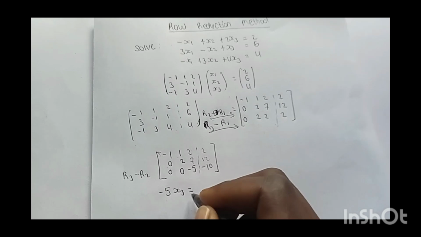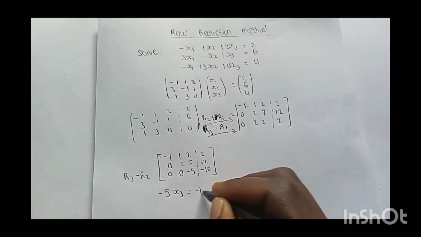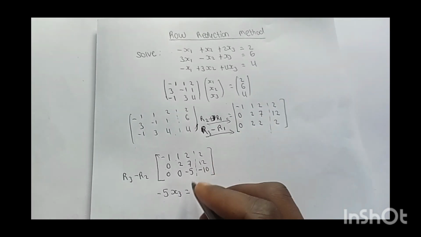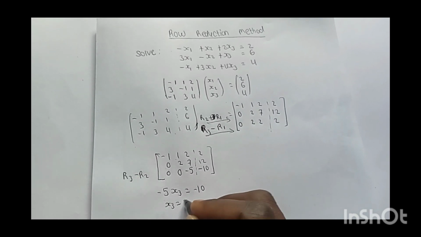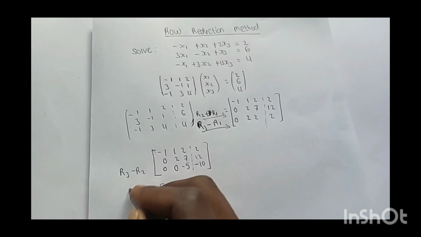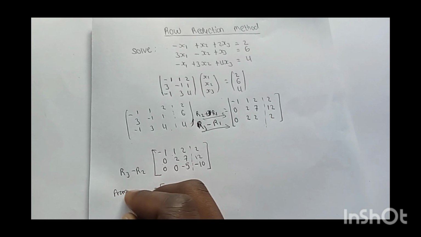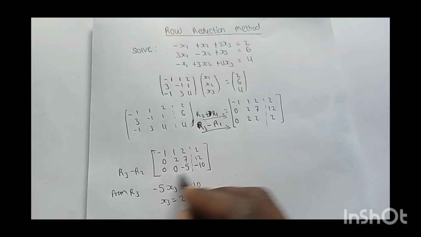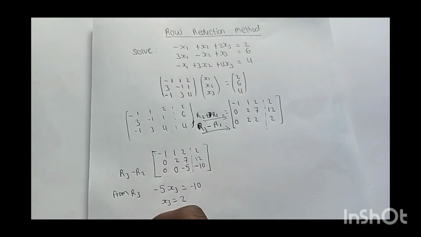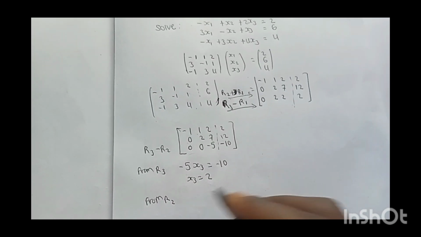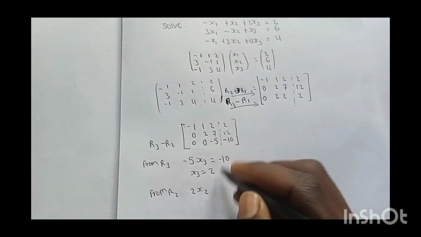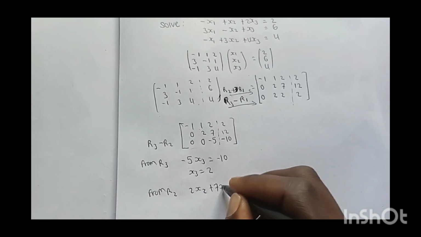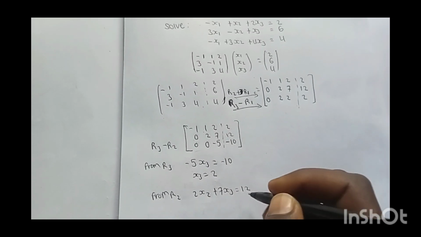Such that we will have -5 x3 is equal to -10 when we equate, such that we will have x3 is equal to 2. This is from row 3. From row 2, such that we get for x2, we will have 2x2 plus 7x3 is equal to 12.